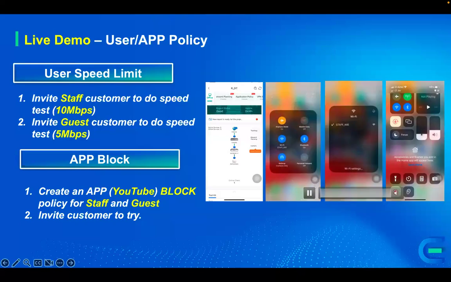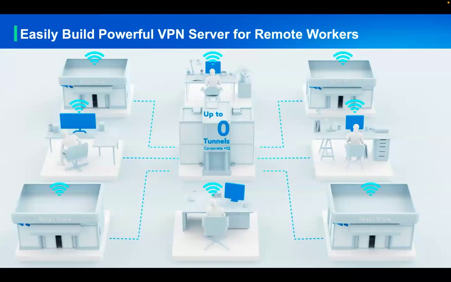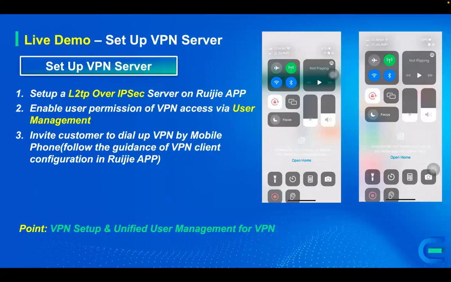So now we have multiple branches, like 4 or 5 branches. So we can easily build a powerful VPN server for remote workers. How can we create it? We will support L2TP or IPsec both. So you can see how we can configure this.